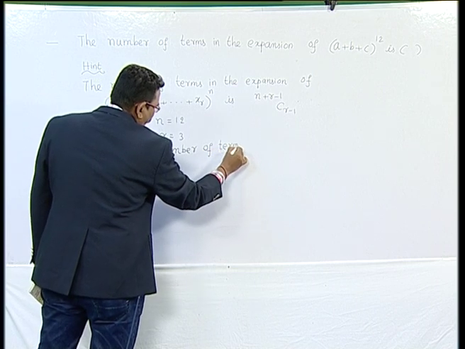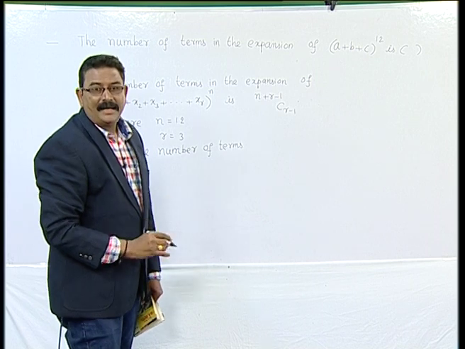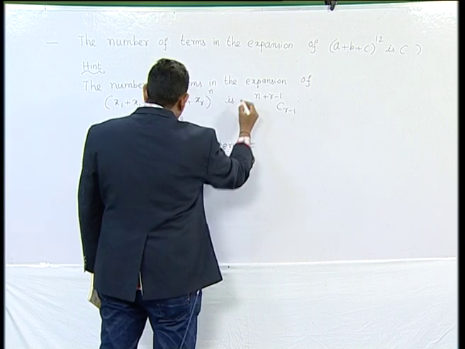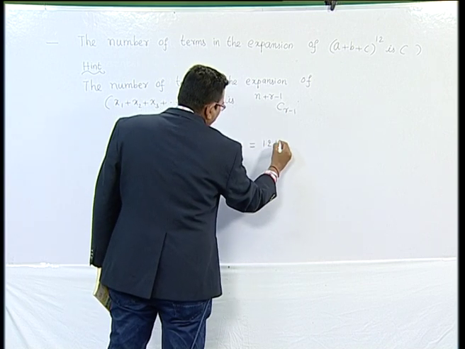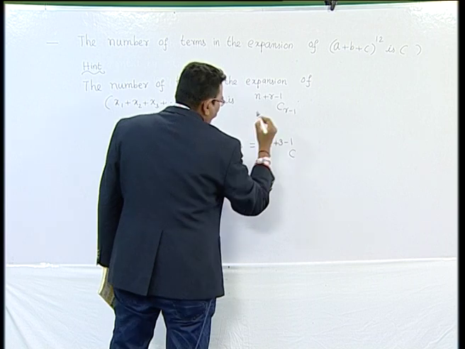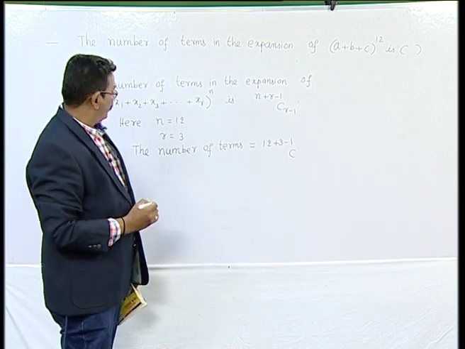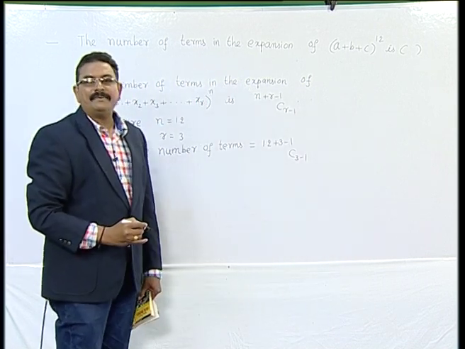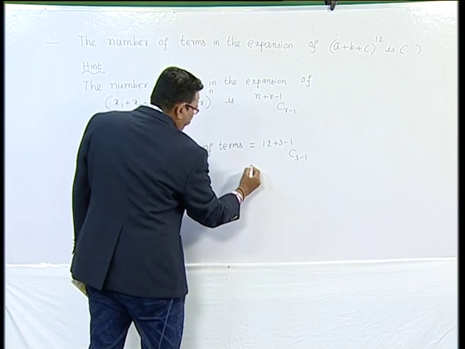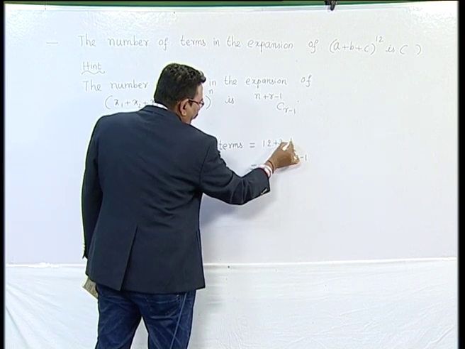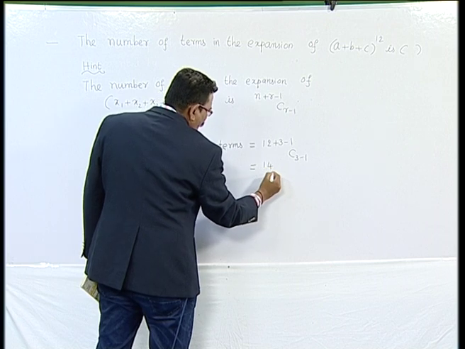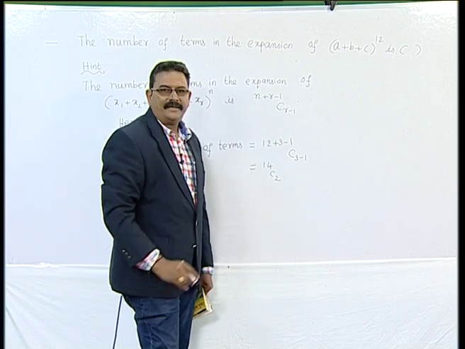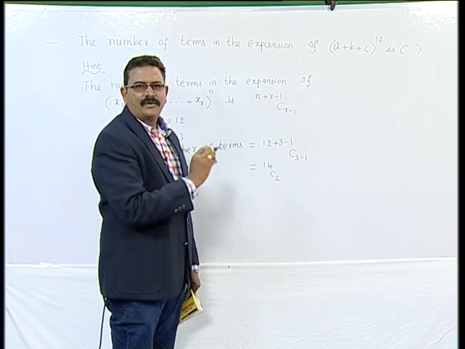terms in the given expansion, that is (a plus b plus c) to the power of 12, is equal to, can I write like this, 12 plus 3 minus 1 C 3 minus 1. C stands for combination, r minus 1 means 3 minus 1. Let it be simplified. So, now this can be simplified, 15 minus 1, 14 C 2, that means 14 C 2 value is to be evaluated. So, let us evaluate 14 C 2.